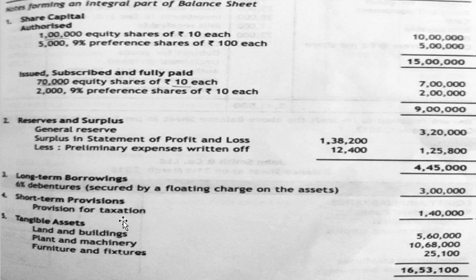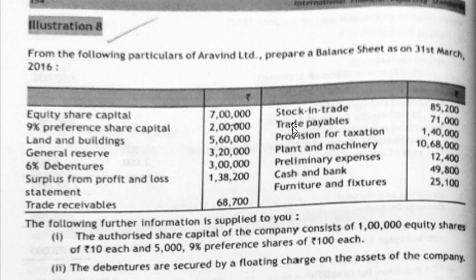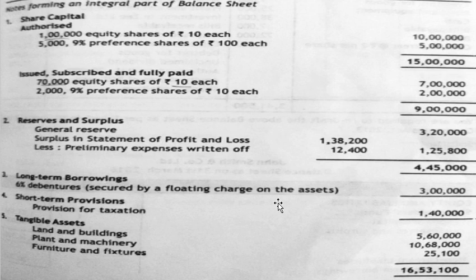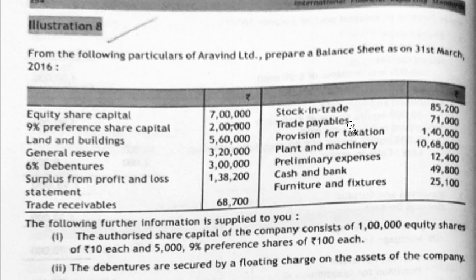Then we have our short-term provisions. In our provisions, we need to check what the items of provisions are. In this problem, we have only one provision, which is provision for taxation, which is 1,40,000. So we will be recording here 1,40,000. Next is our tangible assets or fixed assets. Fixed assets are divided into tangible and intangible. In this problem, we have only tangible assets.